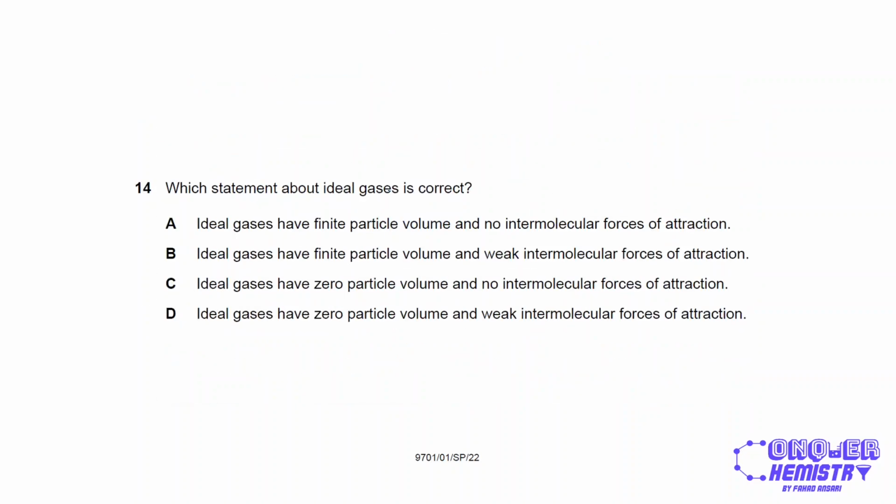So which statement about ideal gases is correct? Right, so they're talking about two things: particle volume and intermolecular forces. So for an ideal gas, because this is the perfect ideal situation, particle volume has to be 0, right, compared to the volume occupied by the gas itself, and the intermolecular forces also have to be 0, right? These are the two properties of ideal gases, and so option C is the one that correctly describes it: 0 particle volume and no intermolecular forces.